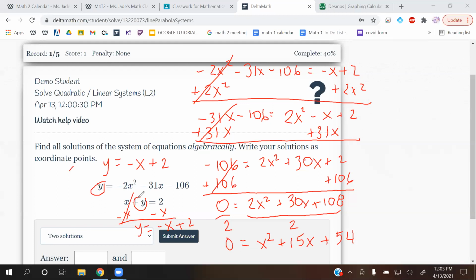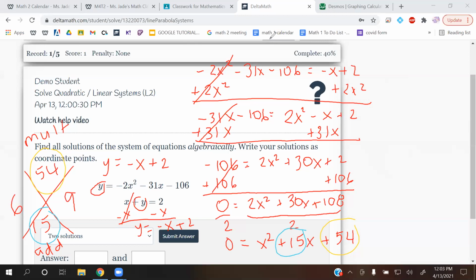So here's my x. We're going to take the 54, positive, put it up here. You want numbers that multiply to positive 54. We're going to take this 15, put it on the bottom over here. We want numbers that add to 15. So the numbers that will work for this are 6 and 9. So 6 times 9 will multiply to 54, and 6 plus 9 will add to 15.